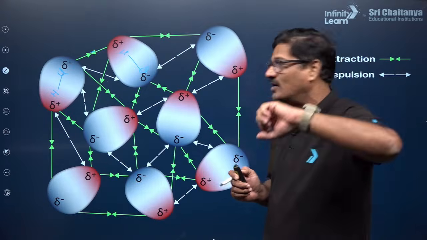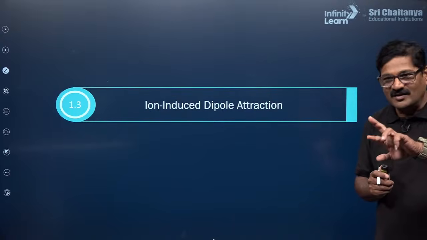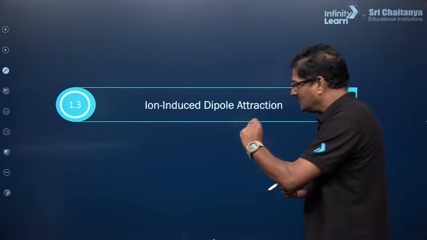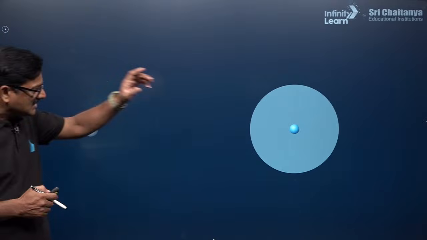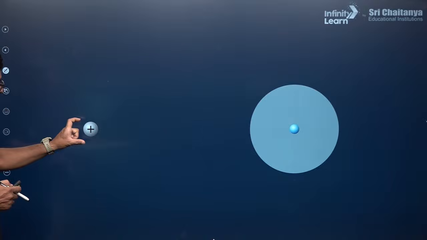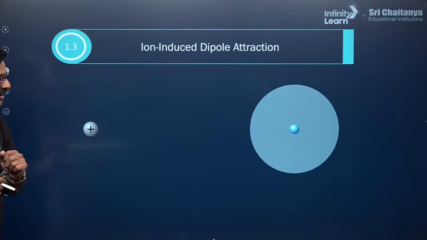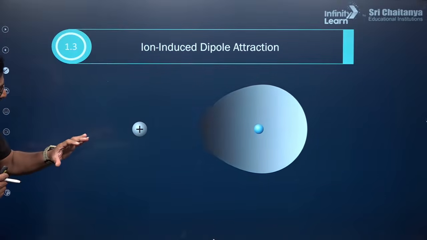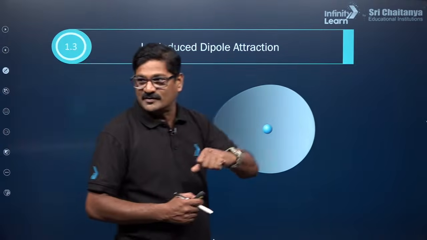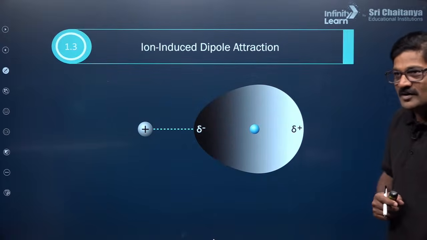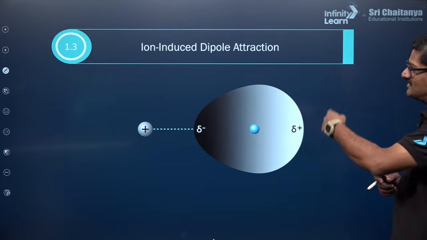Dear children, now let's talk about ion-induced dipole attraction. That happens between an ion and a non-polar molecule. For example, here is a non-polar molecule and here is an ion. When the ion approaches the non-polar molecule, a little charge can be produced, that is, a dipole is induced. Are you getting it? Clear? That's why I say ion-induced dipole.